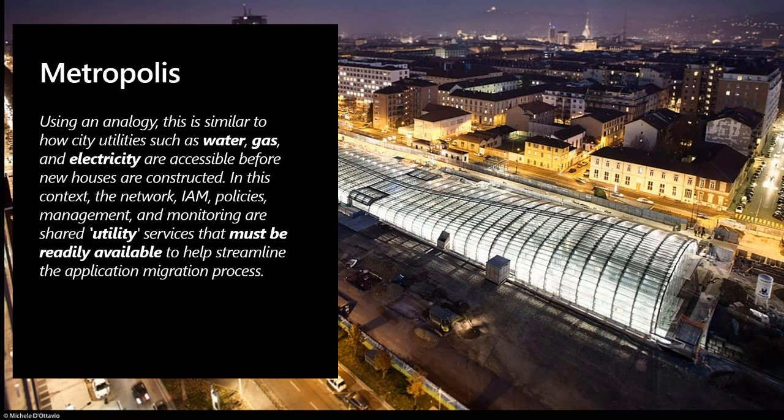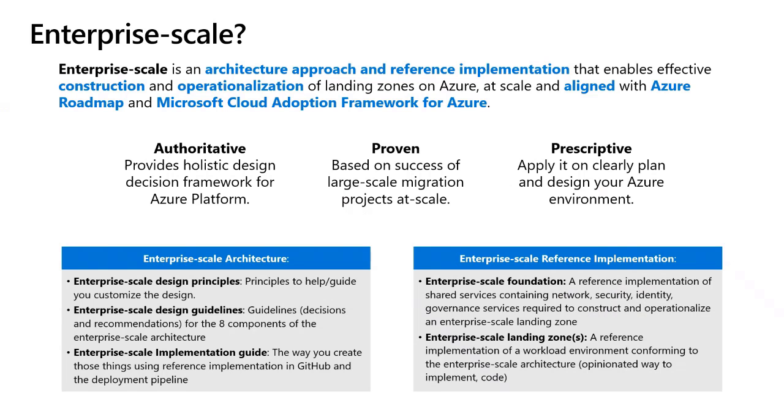So this leads us to the enterprise scale that I'm going to spend some time on. So first and foremost, enterprise scale is all about an architectural and design methodology that walks you through 5 design principles that I'm going to talk about briefly across 8 critical design areas.